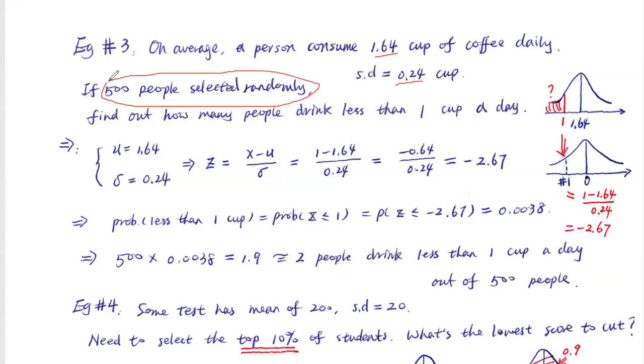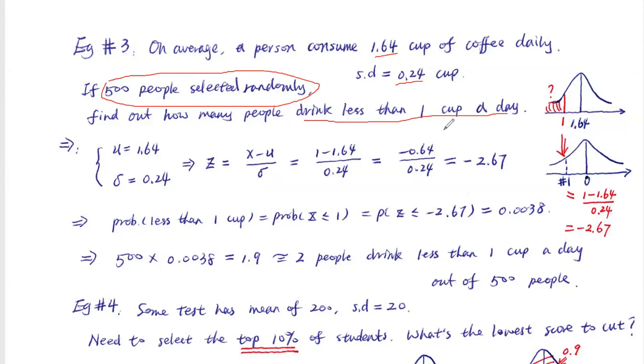Okay, that's something a little bit different, right? Previously, we said we randomly select 1 person, 1 family, 1 female, and find out the probability of that female spending less than $160. Now, this question here is a little bit different. They randomly select 500 people and find out how many people drink less than 1 cup of coffee per day. Is that clear? So that's the question.